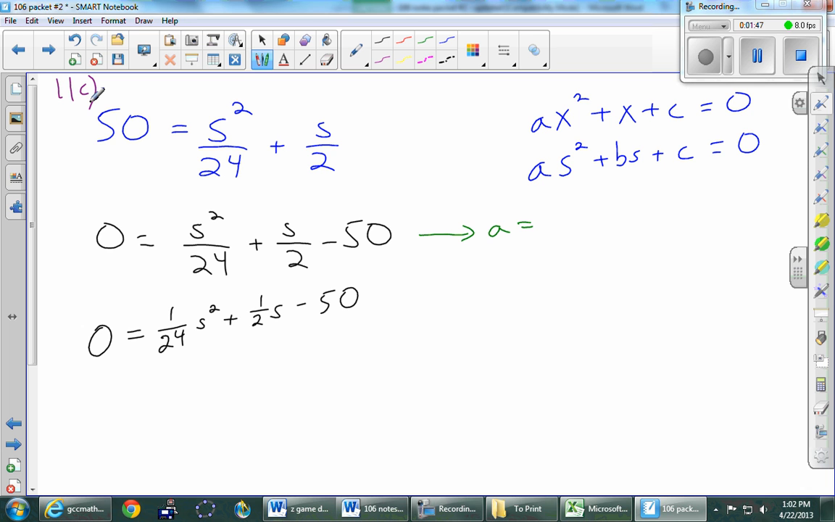So already I'm not thrilled leaving it with the fractions because it means you got to do work to figure out what the a and the b and the c are. How much is b? Remember, it's the number touching the x. It's 1/2. And then c is the last guy, negative 50.